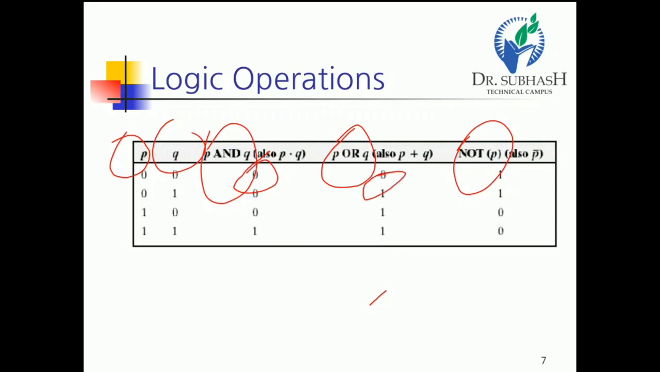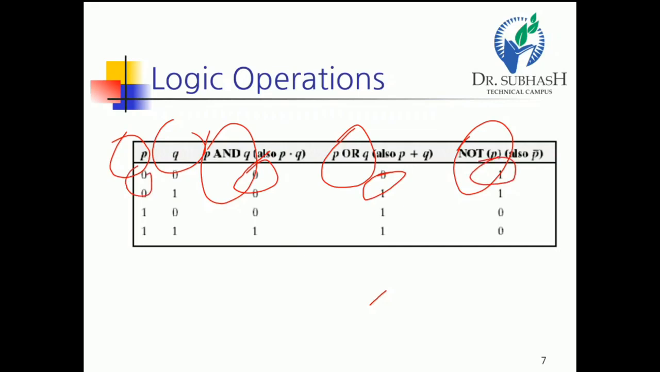And the third one is the NOT operation. NOT operation means the complement of any input. In this case we apply a single input. So here we can find the complement of p. Here the value of p is 0, so we get the complement result as 1.